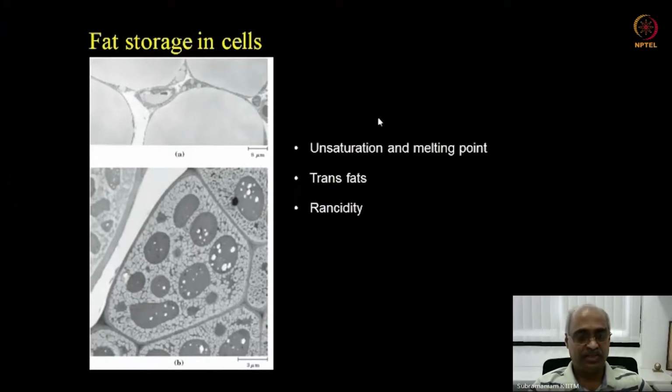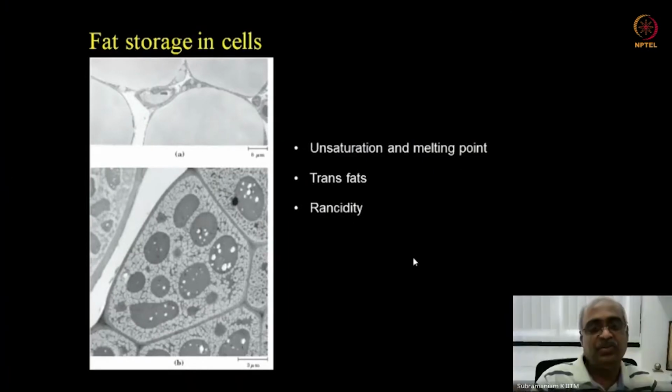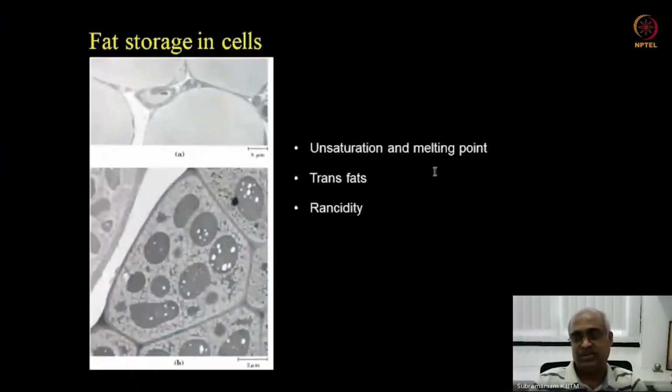So we need to learn 3 major points with respect to free fatty acids as well as their ester form with glycerol, that is the triacylglycerol. So they are shown here, listed in bullet form. The first one is unsaturation and melting point. This is something we considered yesterday, that is when you have a double bond in the aliphatic chain, that is what we call unsaturation. So the degree of unsaturation reflects how many double bonds are there. And that has a direct bearing on melting point.